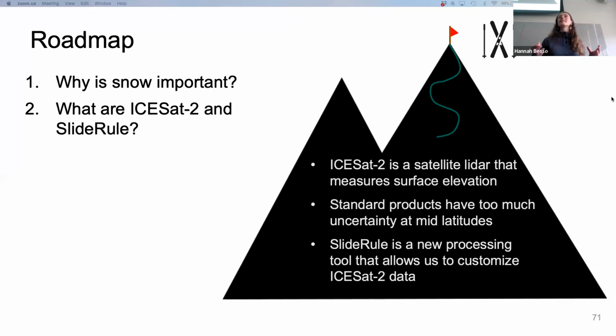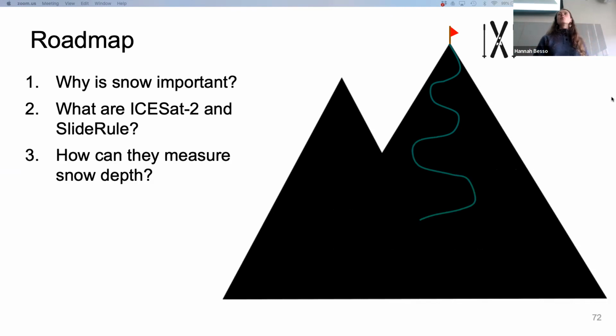So ICESat-2 is a satellite LiDAR instrument that measures surface elevation. Sorry, it's not the instrument, it's the satellite that the LiDAR instrument is on board. Standard products have too much uncertainty at mid-latitudes to measure accurate snow depth. And SlideRule is a new processing tool that allows us to customize ICESat-2 data. We'll move on to ask how ICESat-2 SlideRule can measure snow depth.